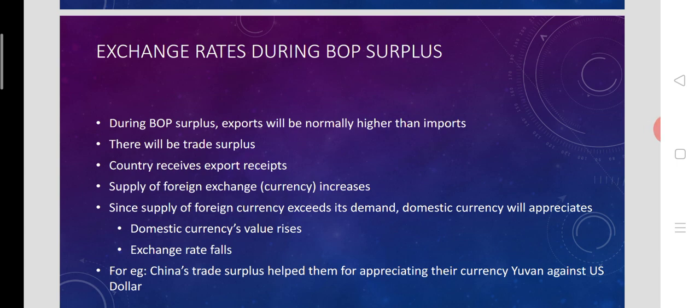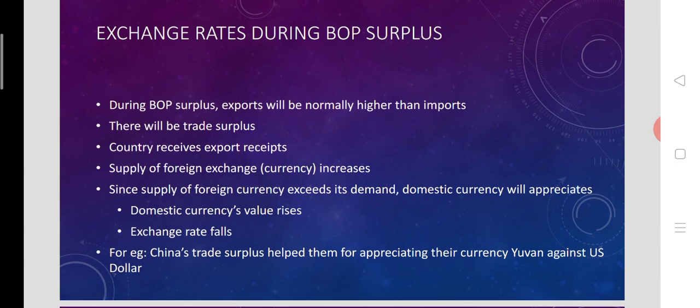When a nation is having a balance of payment surplus, normally the exports will be greater than imports. That means the nation is in no need of more foreign exchange, as exports are greater than imports. So they are having a trade surplus. The country receives more external receipts, so the country doesn't require more foreign exchange, as they have the surplus. Consequently, the supply of foreign exchange in the nation will increase, as they have the BOP or trade surplus.